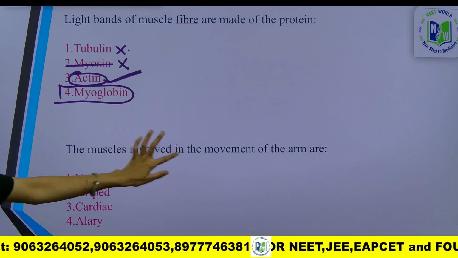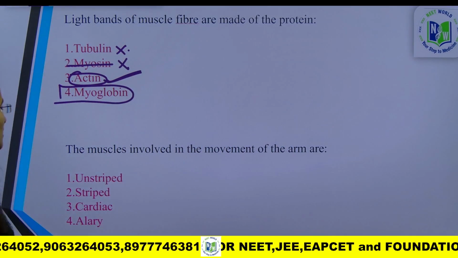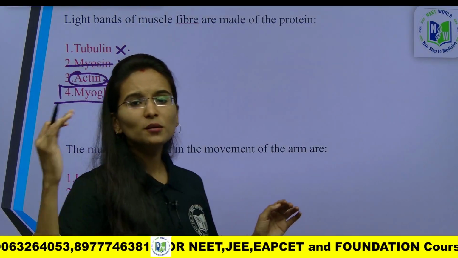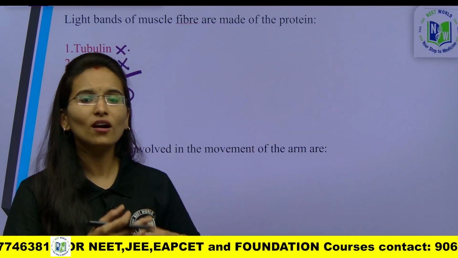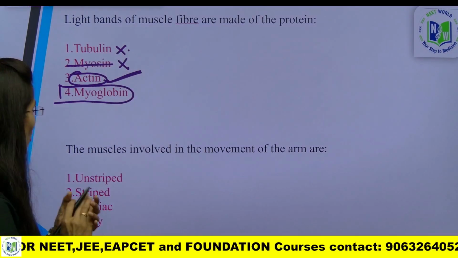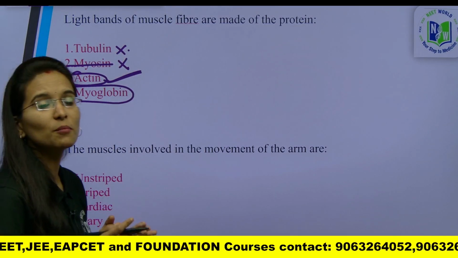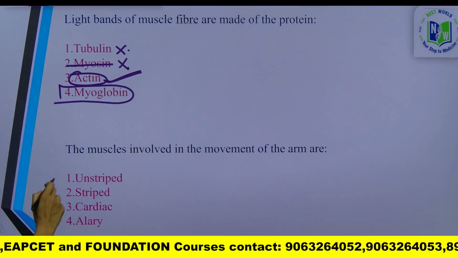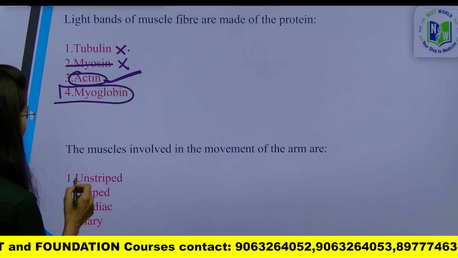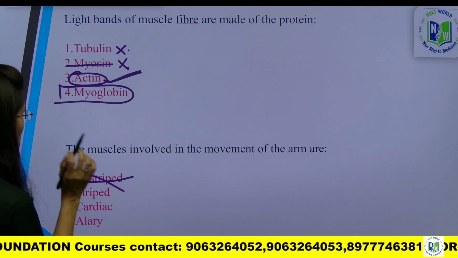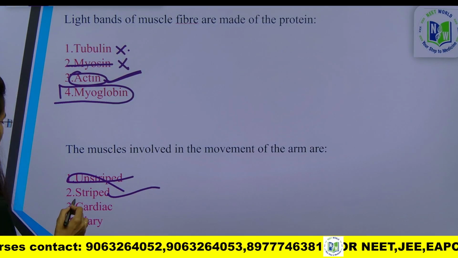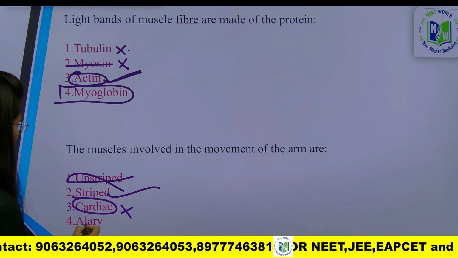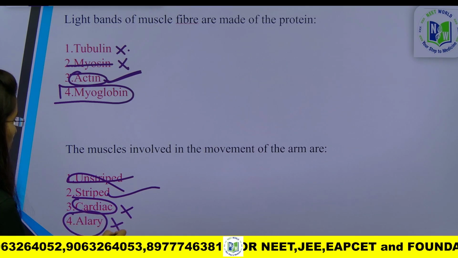The muscles involved in the movement of arm are, yes, so we can show the movement of our hand. Okay, we can show the movement of our arm, we can do all these activities. Why can we do all these activities? Due to the presence of which type of muscle, students? See, look into the options here. Unstriped muscle, yes, this will be absolutely wrong, and option 2 is striped, right option. Option 3 is cardiac, wrong, and option 4 is alveolar muscles, also wrong.